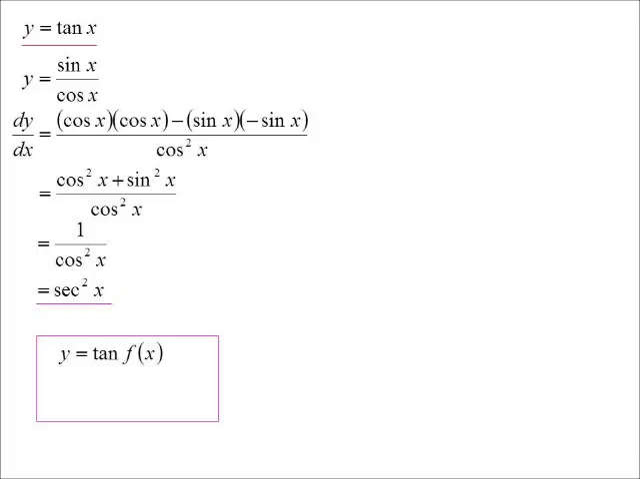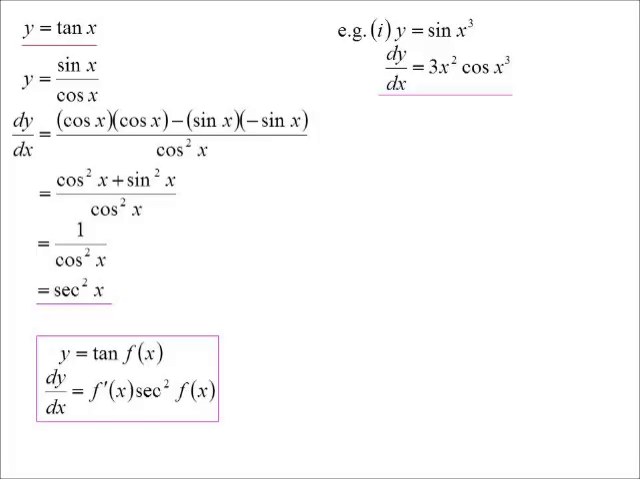So to generalise that one, again, differentiate the angle. That goes out the front. Tan changes to sec squared. The angle does not change. All right, let's do some examples. So y equals the sine of x cubed. Okay, the angle is x cubed. Differentiate the angle, 3x squared. Sine goes to cosine. The angle does not change. So 3x squared cos of x cubed.